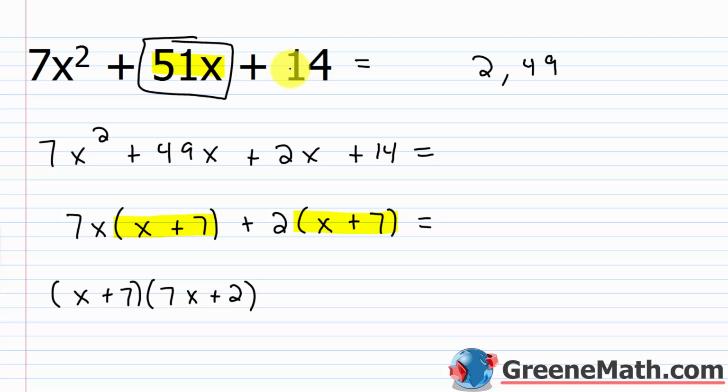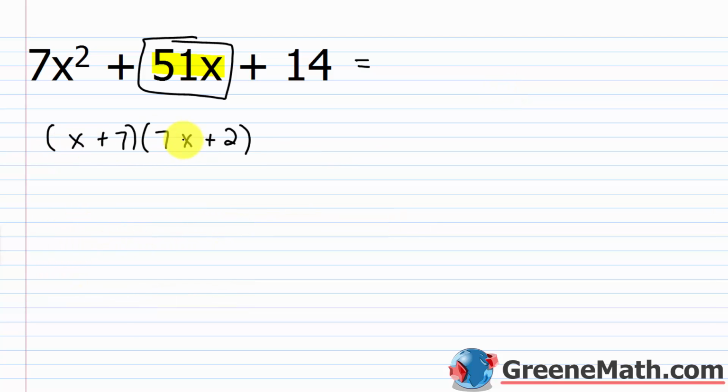And of course, we're just going to check it. We don't need to check every one, but I'm going to check this one just so you can see. So first terms, x times 7x would give me 7x squared. The outer, x times 2 would be 2x. The inner, 7 times 7x would be 49x. So 2x plus 49x would give you that middle term of 51x. And then 7 times 2 would give you 14. Okay, so we can see this works itself out. Again, our answer is the quantity x plus 7 times the quantity 7x plus 2.